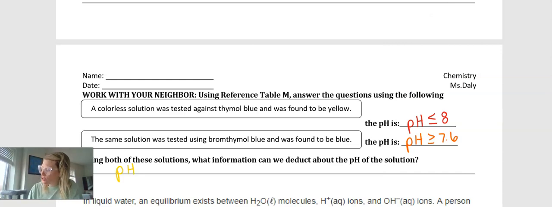So the pH falls between 7.6 and 8. Okay? I'm going to pause here in the interest of time.